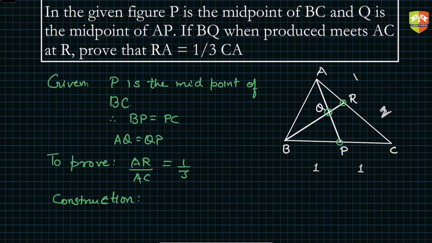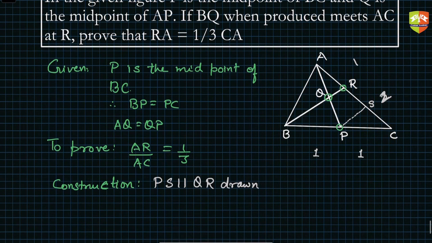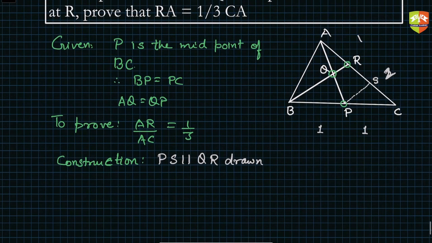If I have this kind of a setup, let's say I'm doing the construction PS. So PS parallel to QR is drawn. This will involve BP, PC. Then there's a new point S also, but then we'll get two parallel lines, and then we can write the BPT.